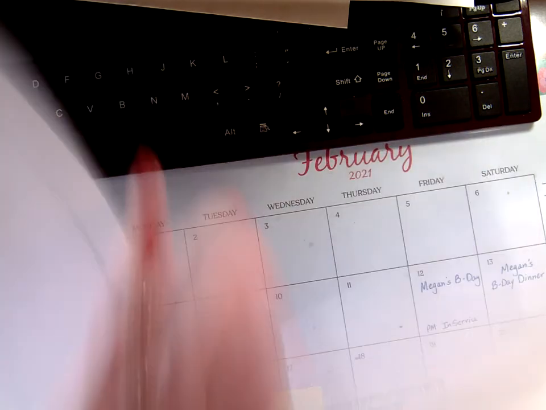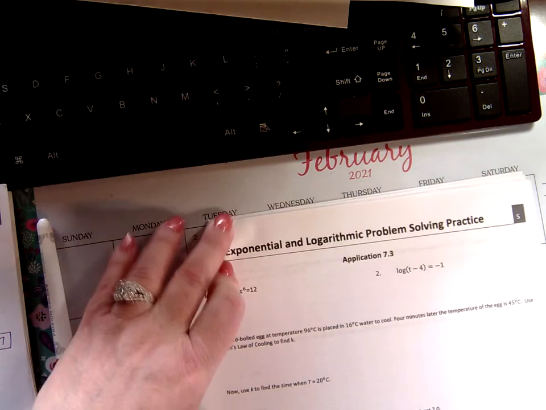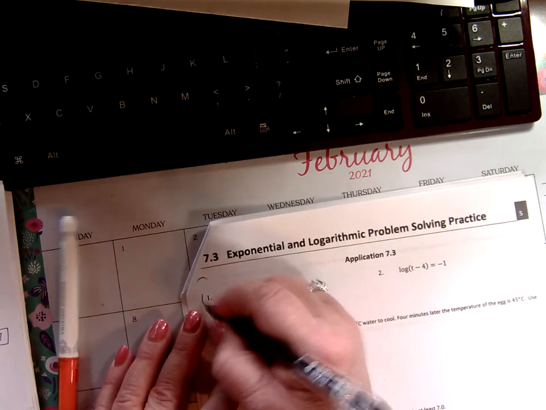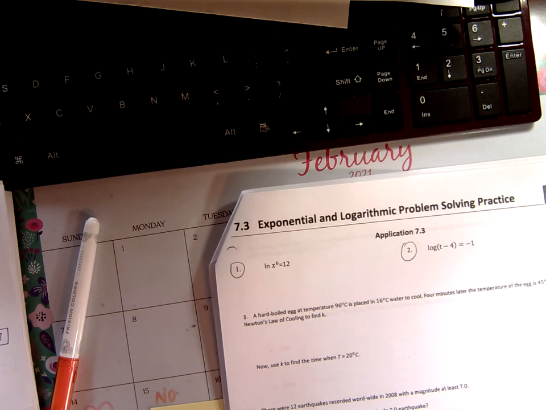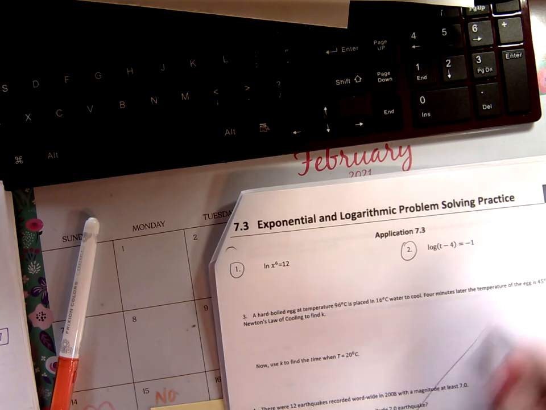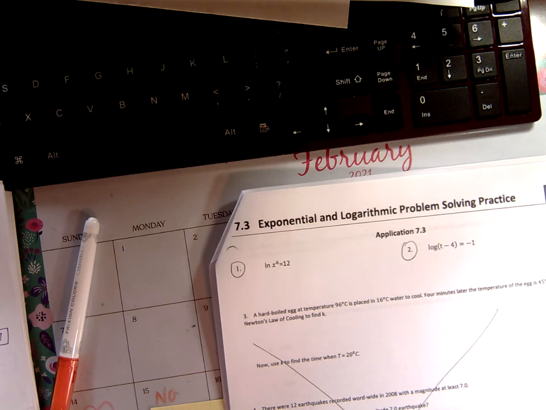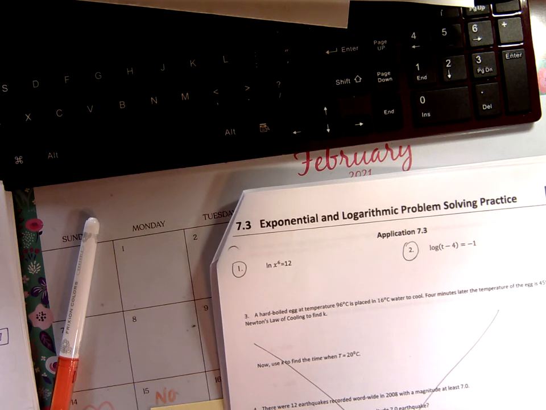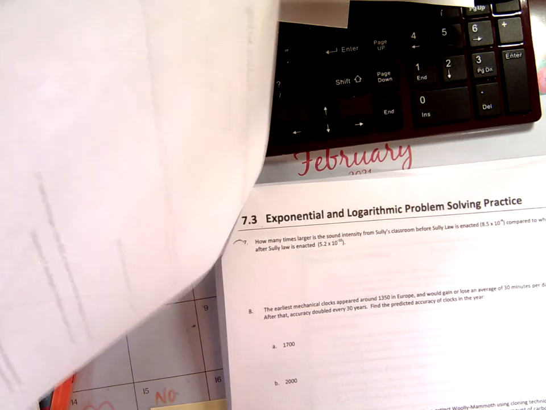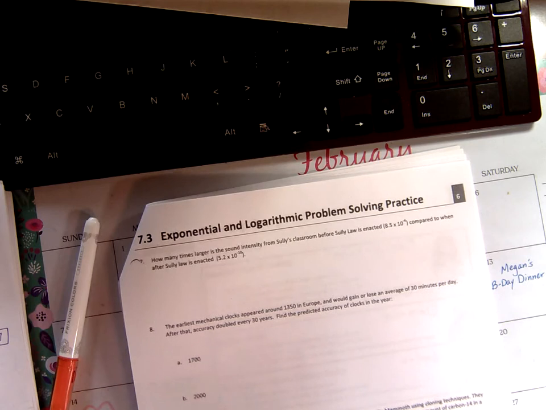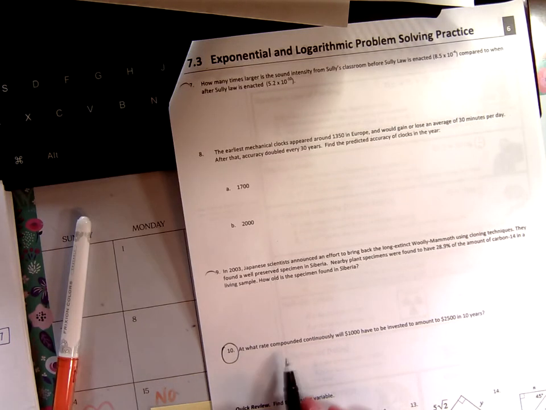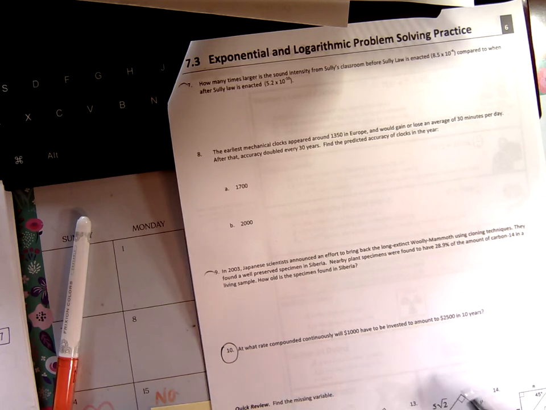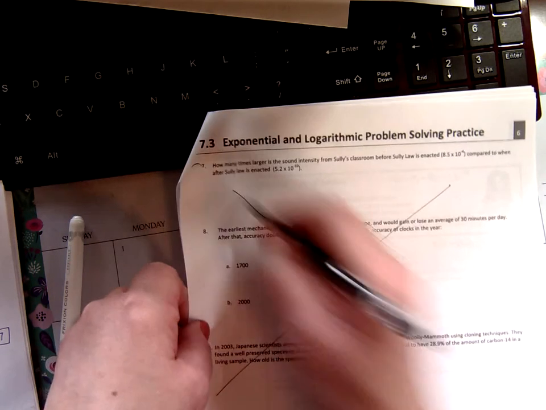If you flip the page, you know how to do numbers 1 and 2 on that application page. But you do not have to do anything else on that page. So just numbers 1 and 2 on that page. And then one more flip. Only number 10, because it's one of those compounded interest questions. You do not have to do 7, 8, or 9. Did you catch all that?